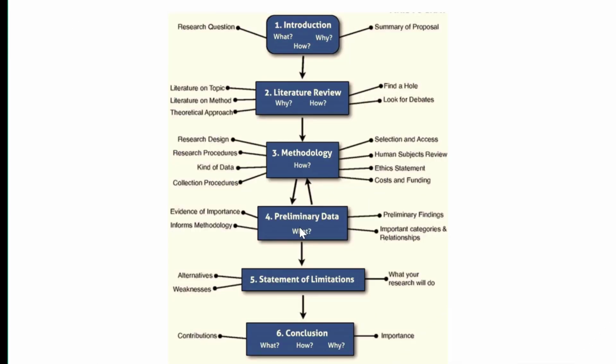After the preliminary data chapter or data analysis and discussion chapter, next can be your suggestions and limitations. You'll have to suggest any alternatives, any limitations of your project, or what your research will do. That can be a scope of your research that can also be explained here. And the last chapter is going to be the conclusion chapter. In this chapter, you'll have to explain your contribution to the body of knowledge and the importance of your work. So what you have done, how you have done it, and why this is important, you'll have to answer these fundamental questions in this chapter. So this is how your chapter scheme has to be.